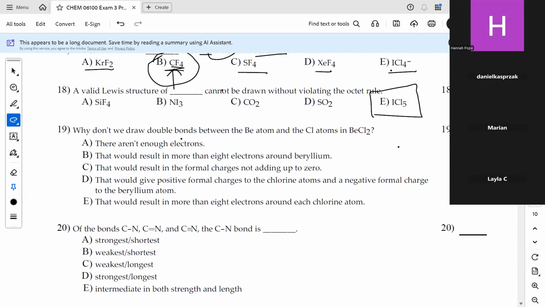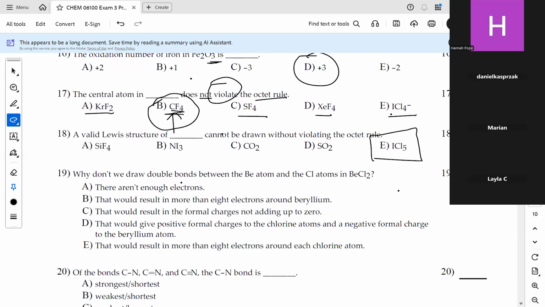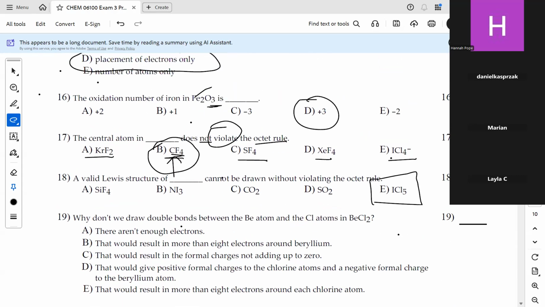Sorry, could you please repeat the explanation for 16? Yes. So this is back with ionic compound formation. Our formula is Fe2O3.